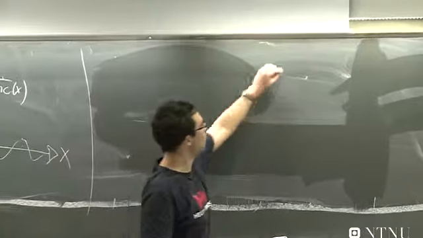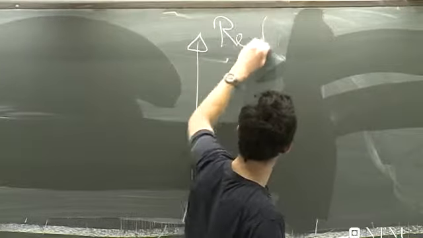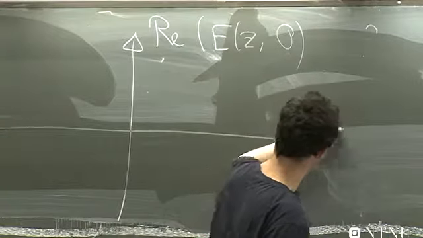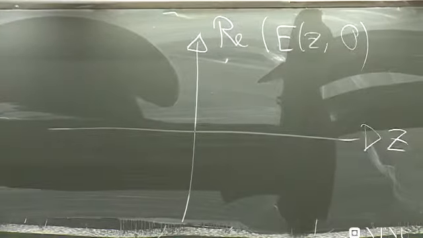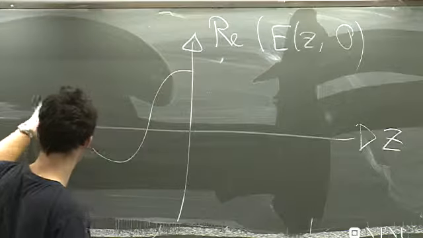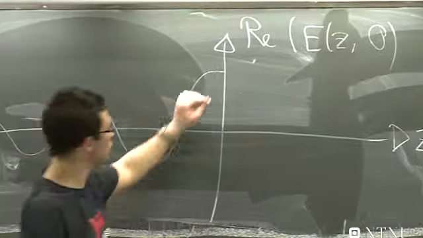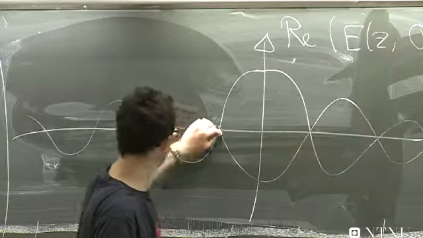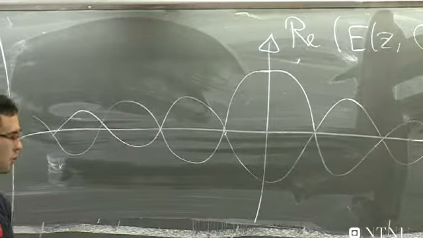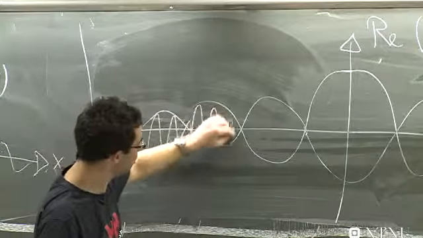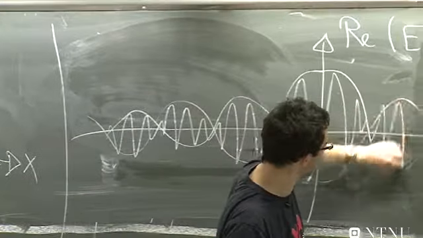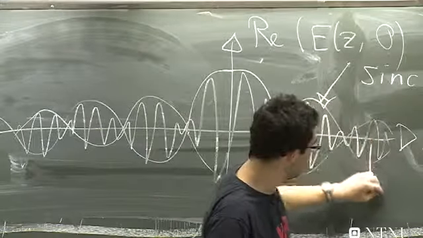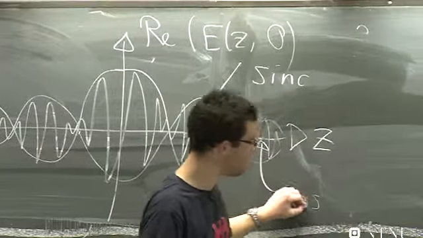Okay, so what we have is the following. Real part of E at time equals 0 as a function of the position along the propagation direction. Then we have the envelope, which is some sort of decaying sinc function, like this. And if I mirror it, it's going to look something like this. Okay, and inside it I have a fast oscillation. So this envelope is the sinc, and the stuff going on inside the envelope is the cosine.